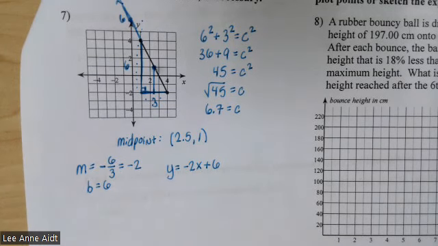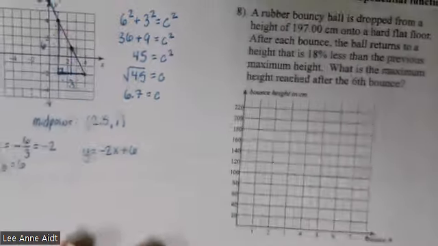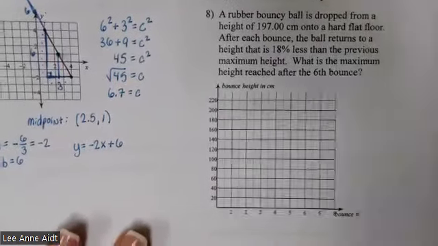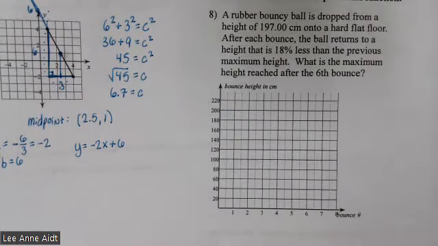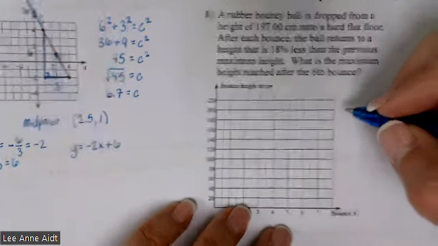Okay. A rubber bouncy ball is dropped from a height of 197.00, that's very specific, centimeters on a hard flat floor. After each bounce, the ball returns to a height that is 18% less than the previous maximum height. What is the maximum height reached after the 6th bounce?